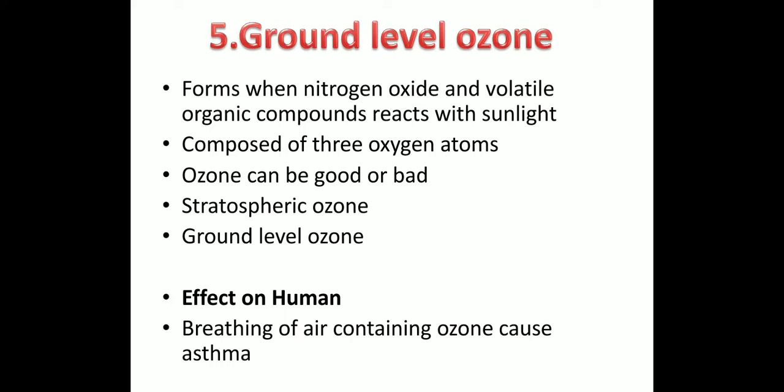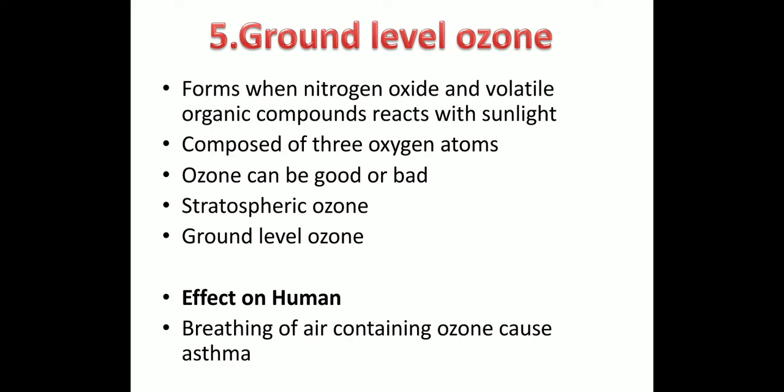Next point, composed of 3 oxygen. Ozone is a gas composed of 3 atoms of oxygen, and we can write it as O3. Ozone can be good or bad, depending on where it is found. Ozone is mainly found in the stratosphere and at ground level. Ozone which we find in the stratosphere is called stratospheric ozone, and ozone which we find on the ground is called ground level ozone. So first we discuss stratospheric ozone.